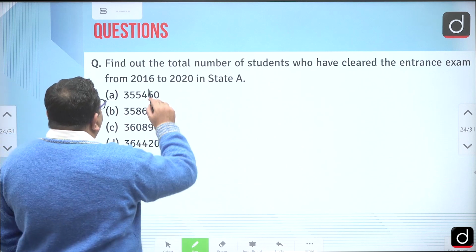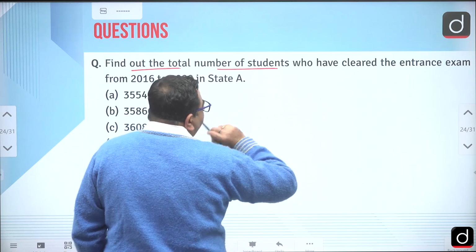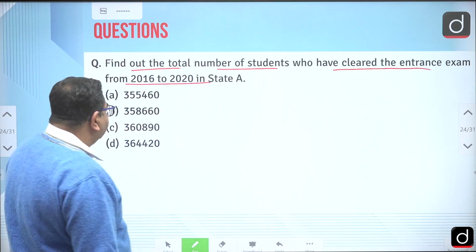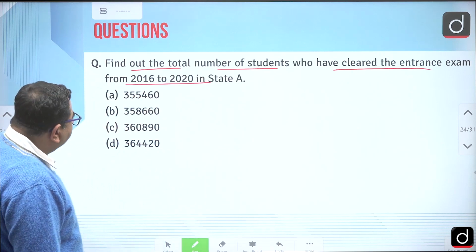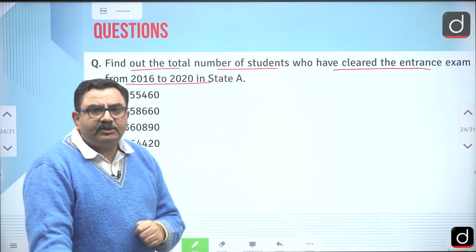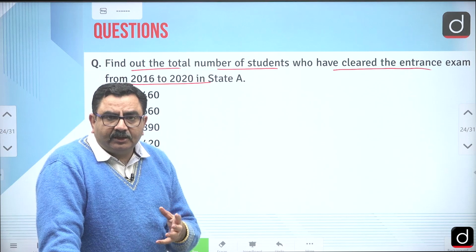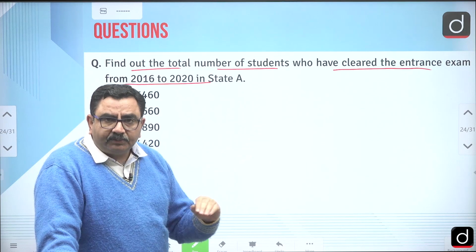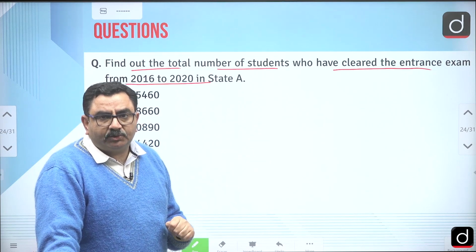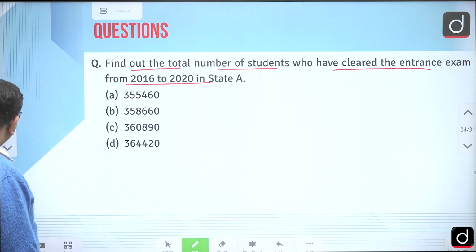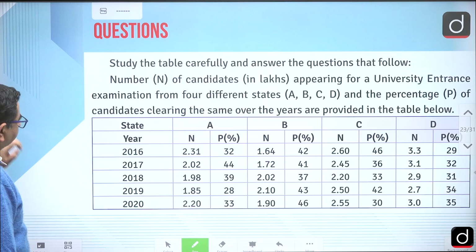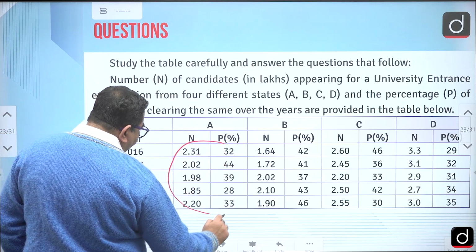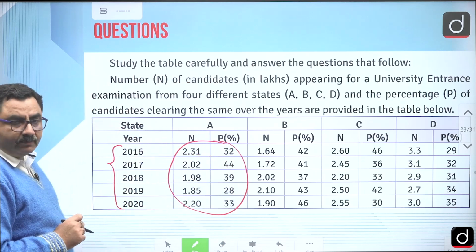Now in this, find out the total number of students who have cleared the entrance exam from 2016 to 2020 in state A, right? Now these kind of questions are very calculation intensive. So during the examination, if you do not have much time, you can leave these questions in the first go, and suppose if you have time in the last, then you should try these questions, right? Now 2016 to 2020 in state A means we have to calculate that much.